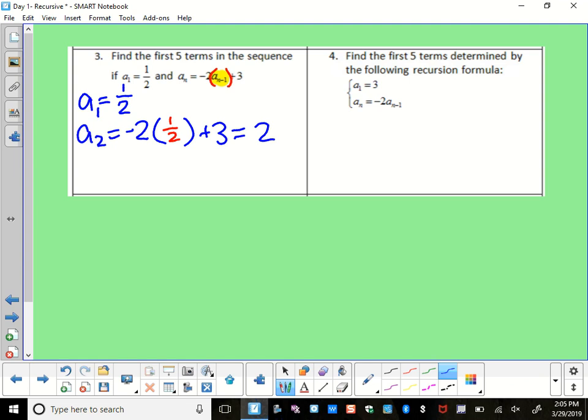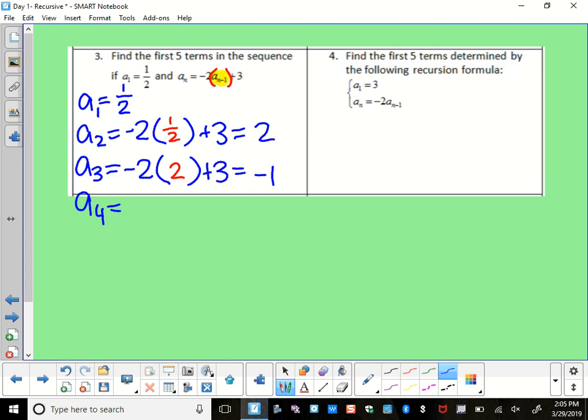I thought you said 4. I'm on the third one. Oh, you mean the third term? Yeah. All right, so negative 2 times my previous term. What did you get for this one? Negative 1.